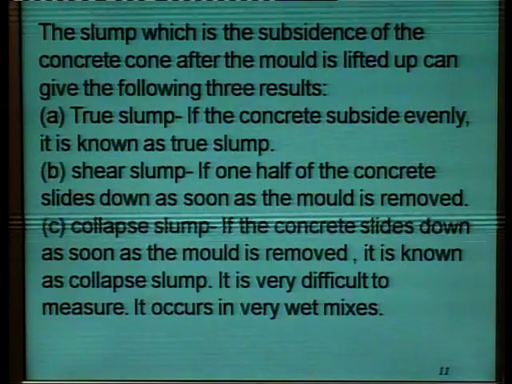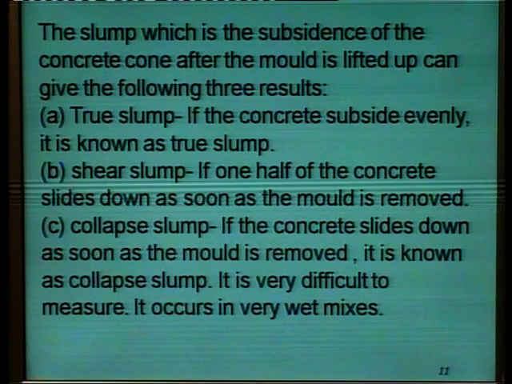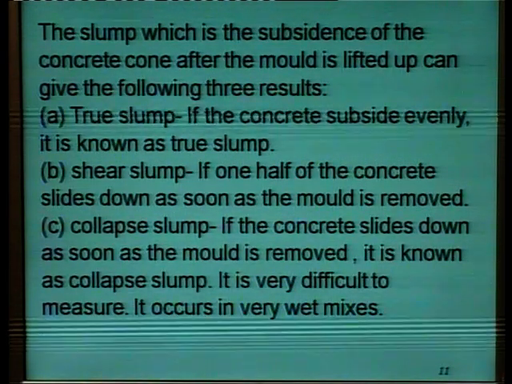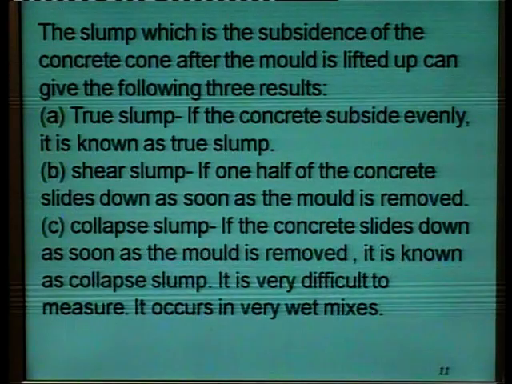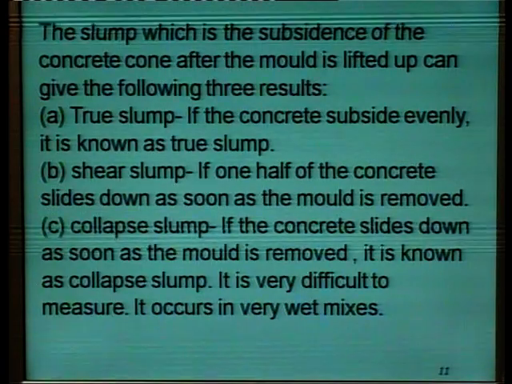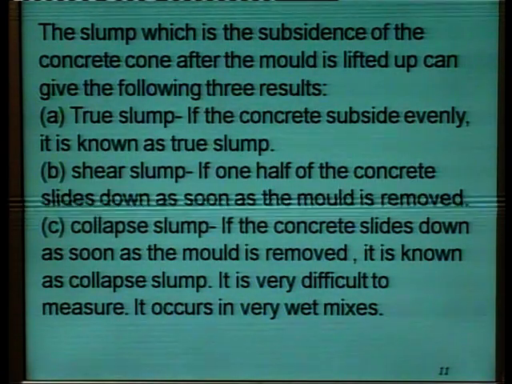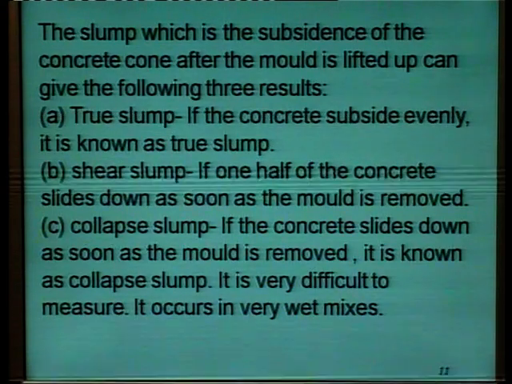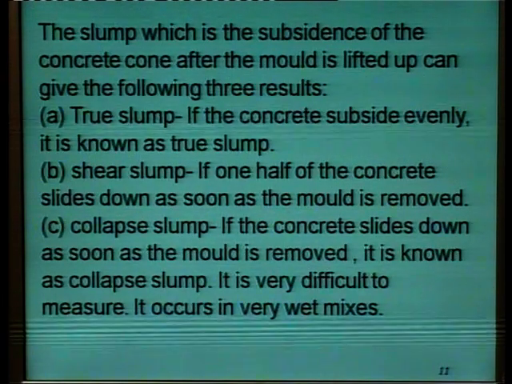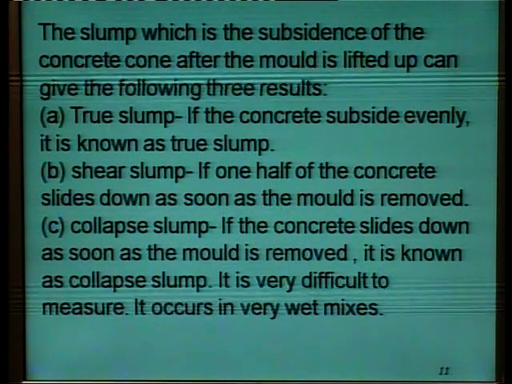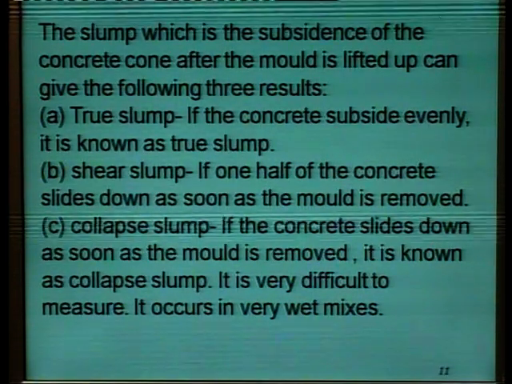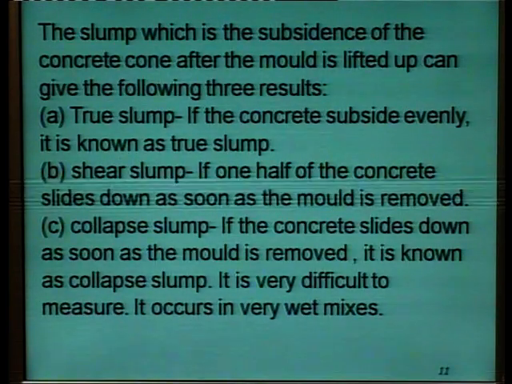If the concrete subsides evenly, it is known as true slump. If one half of the concrete slides down as soon as the mold is removed, then this slump is known as shear slump. If the concrete slides down completely as soon as the mold is removed, it is known as collapse slump. It is very difficult to measure. It occurs in very wet mixes.